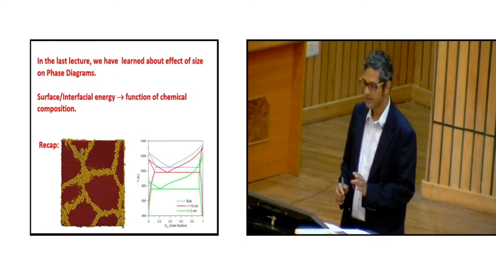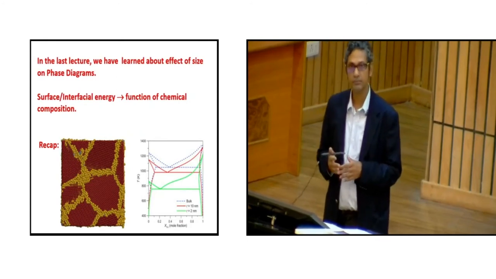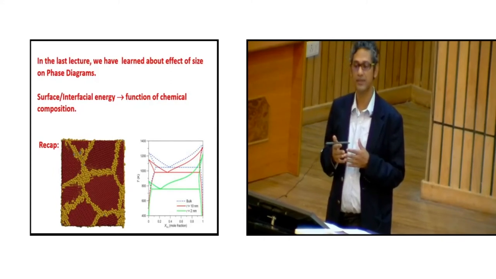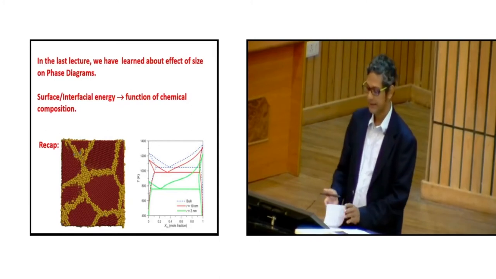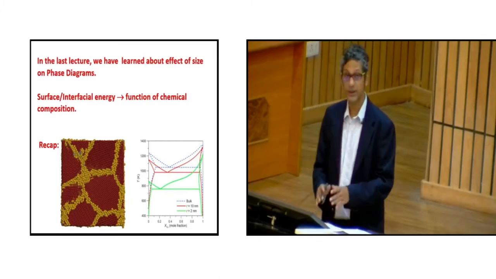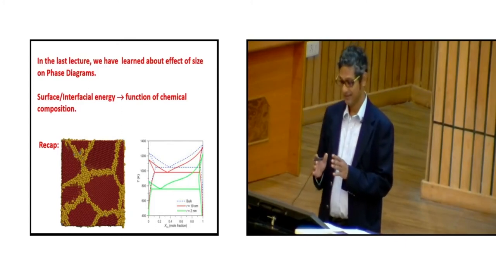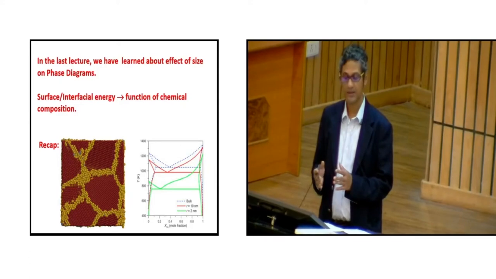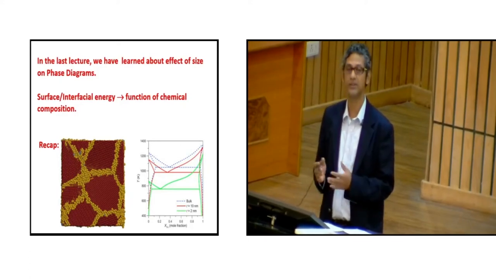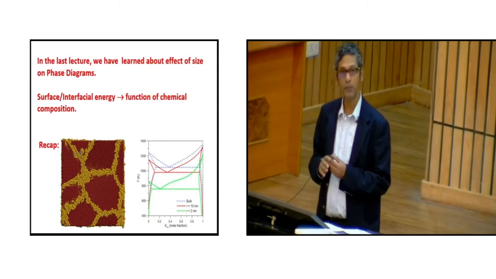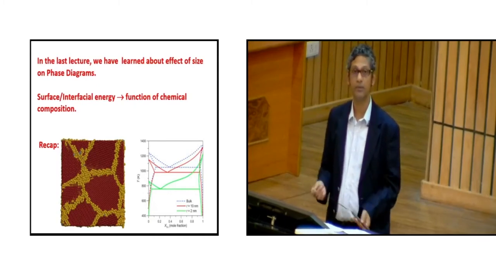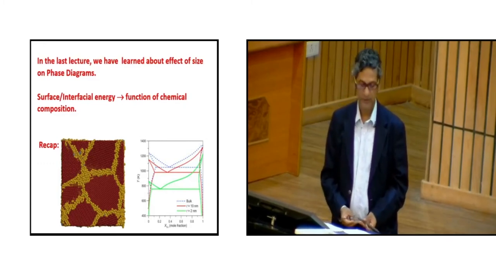First of all, in the last lecture, we learned, I hope, quite a bit about the effect of size on phase diagrams, right? Phase diagrams depict information about various phase formations as a function of temperature and composition. So it's important to know how these phase fields are affected by the size of the nanomaterial or the curvature of the nanomaterial. And in the end, I did show you that the simple model can be used to calculate phase diagrams. However, the simple model doesn't consider the surface energy as a function of composition.